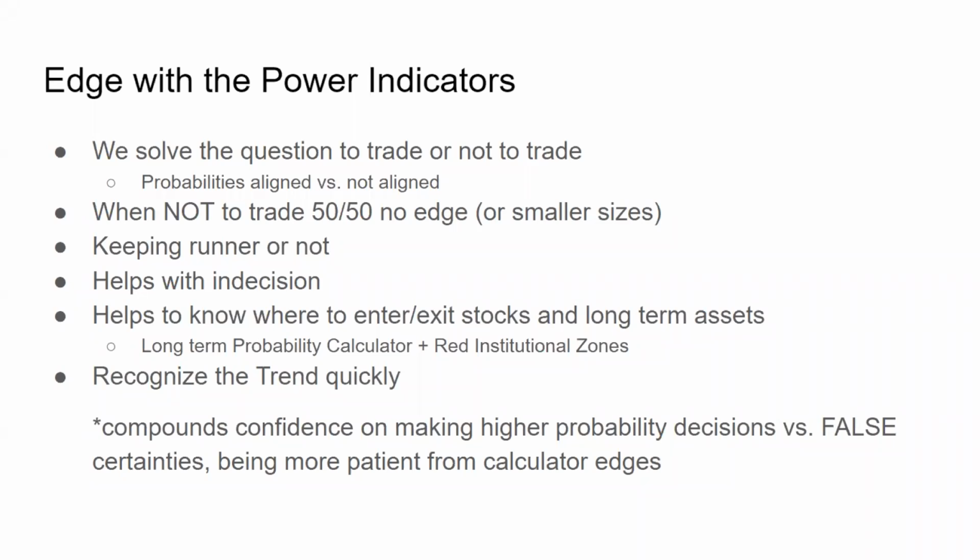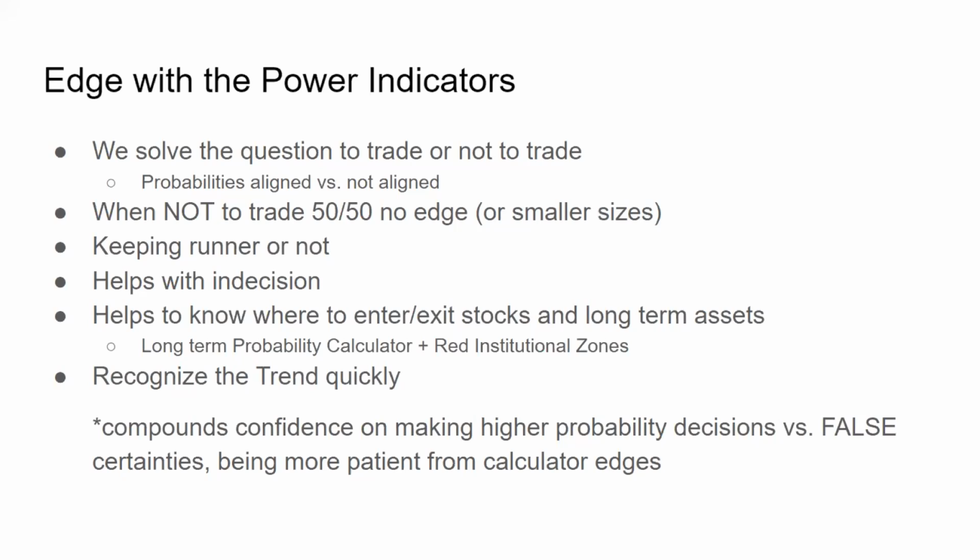The power indicators help you recognize the trend quickly, and they just compound confidence on making higher probability decisions versus false certainties. So we're not here to tell you that you're going to make X amount of dollars and an X percentage ROI by using these tools. We're not here to give you any false promises. You know, trading is risky. And everybody trades differently, right? So the indicators are really just to help you with probabilities, and that's really what it's all about.